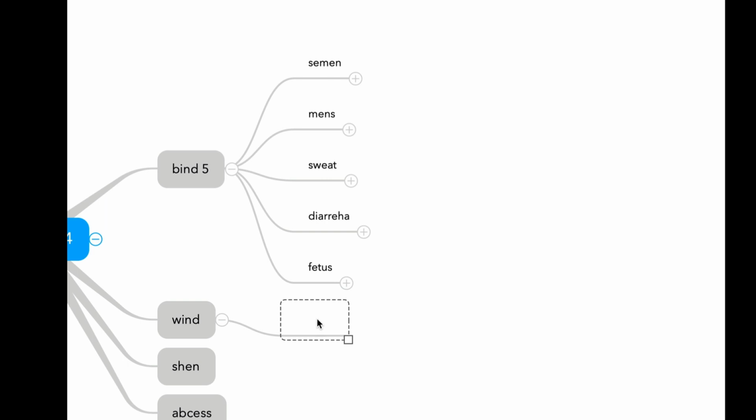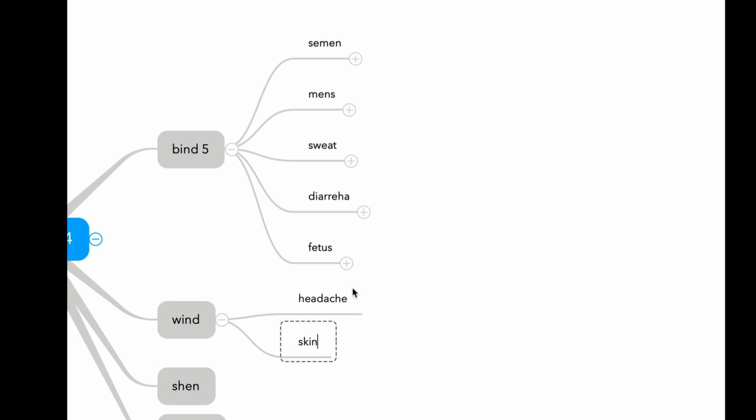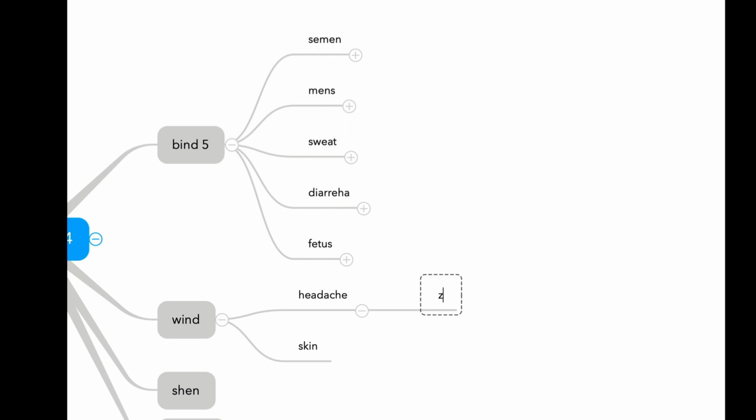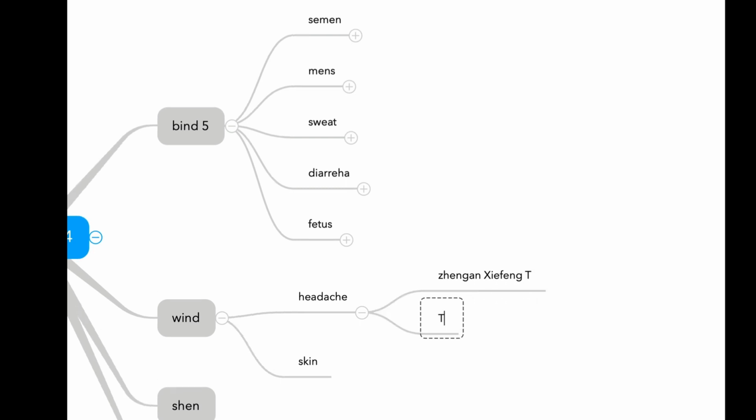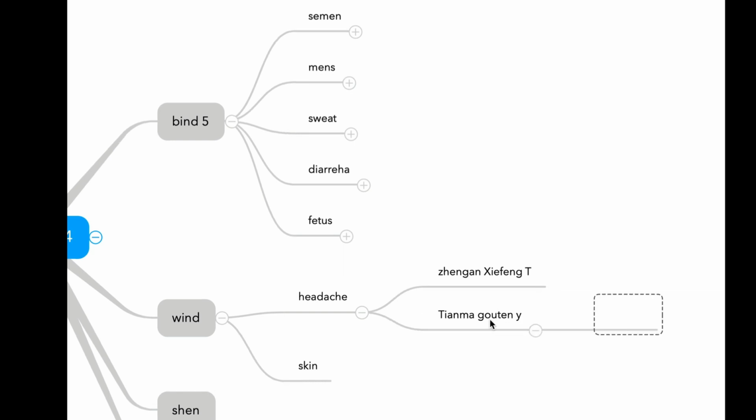How about the wind? First, headache. Second, skin. We learned 2 formulas for wind, headache. Zhengan Xifeng Tang and Tianma Gouteng Yin. Right? So we learned these 2 formulas for headache. Hypertensive type headache, hypertension type headache. And Tianma Gouteng Yin treats wind, heat flame, heat. So rapid pulse.